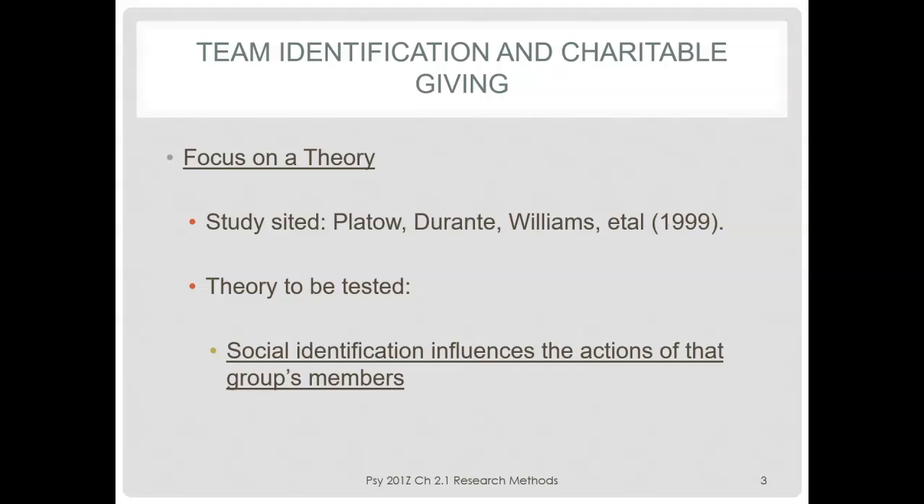So, we're going to look at a study done by Plateau et al. And their theory was that social identification influences the actions of a group's members. Now that's the theory. That's a huge theory. But there's lots of research to support this. So I, as a researcher, take that theory and I want to develop a hypothesis.